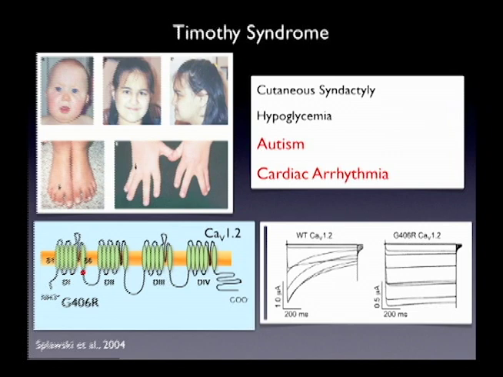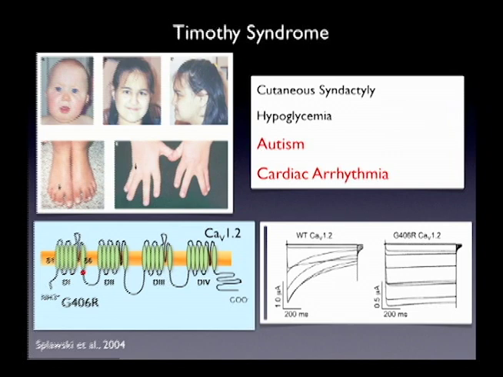Okay, so it's caused by a point mutation, just a single nucleotide change in the gene that encodes a voltage-gated calcium channel called CAV1.2. This is a channel that is important because it lets calcium into neurons and into muscle cells when the voltage of a cell changes. And the point mutation is right there at the end of this first set of repeats. This is the membrane.